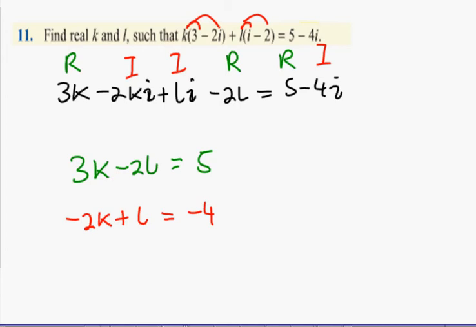Has anybody got any questions about where all these come from at the moment? No?